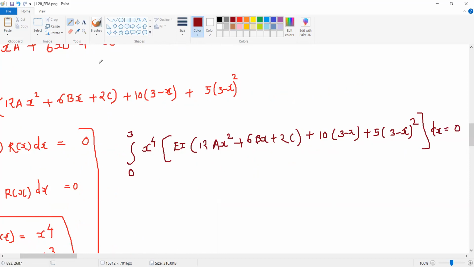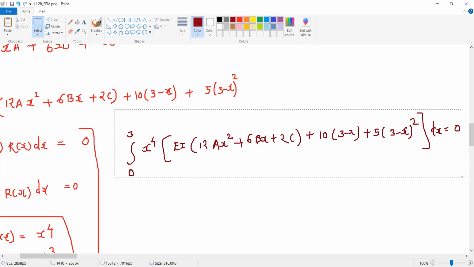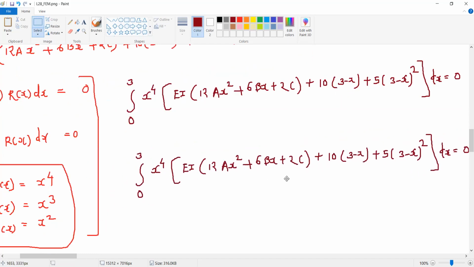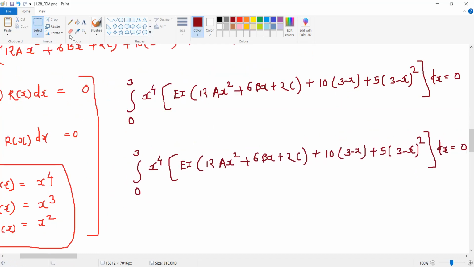This is our equation number one. What is equation number two? Instead of phi 1 of x, now weighing function becomes phi 2 of x. So I am just simply going to replace this x raised to 4 by phi 2 of x, which is equal to x cube. So let me write down that. So I'm going to write down x cube here. This is our second equation.